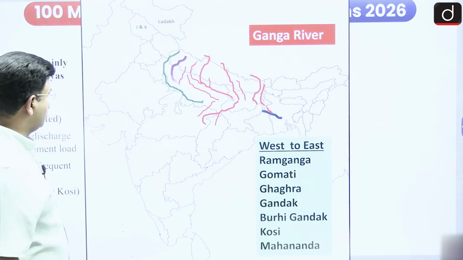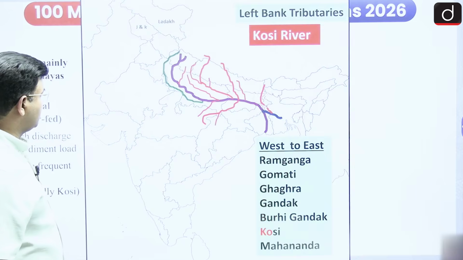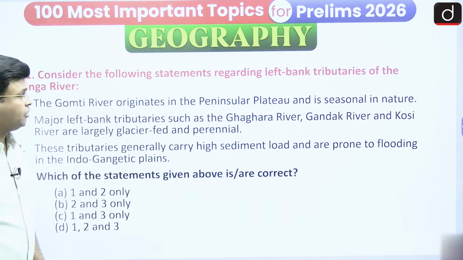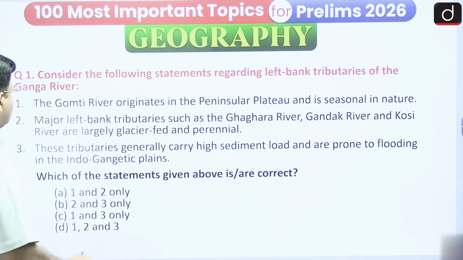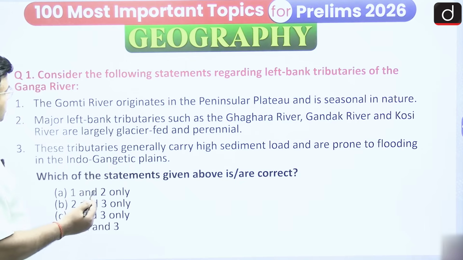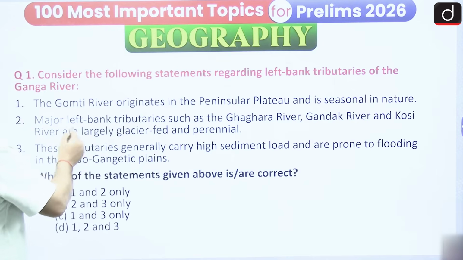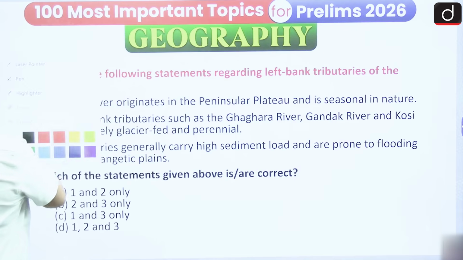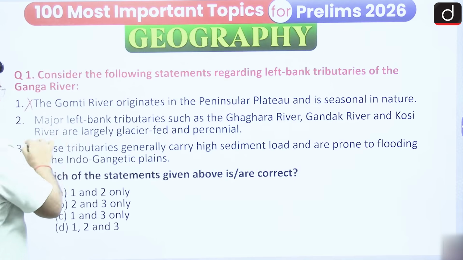The first question: consider the following statements regarding left bank tributaries of the Ganga river. The Gomti river originates in the peninsular plateau and is seasonal in nature. No. It originates from Fulhar lake or Gomatal, in the Pilibhit region near the Himalayan foothills. So it is not originating from the peninsular plateau. Therefore, this is a wrong statement.